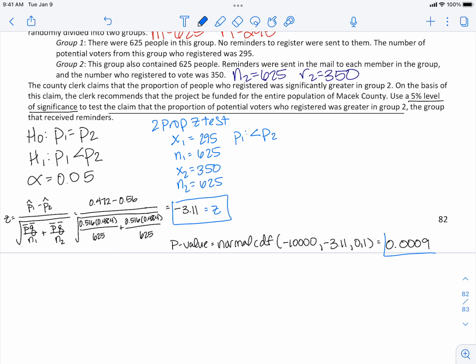Now, it gives you the p-value in scientific notation. Make sure that you don't tell me it's 9.2 times 10 to the negative 4th, or make sure you don't tell me it's just 9.2. Make sure you actually convert the times 10 to the negative 4th, so it's 0.0009. Remember, a p-value is a probability that's between 0 and 1.